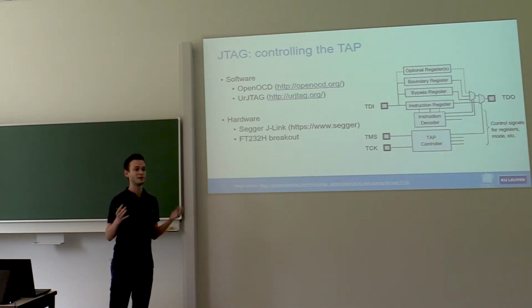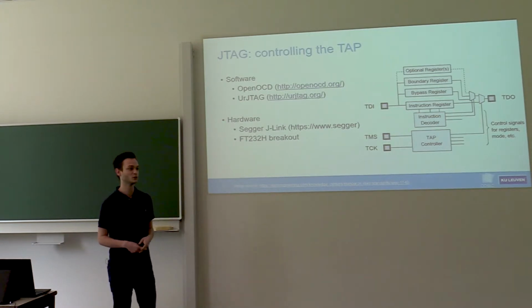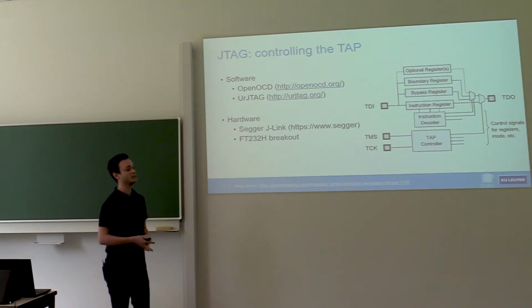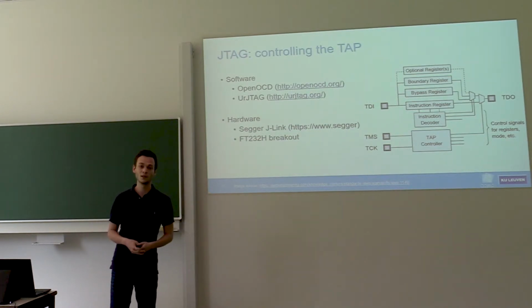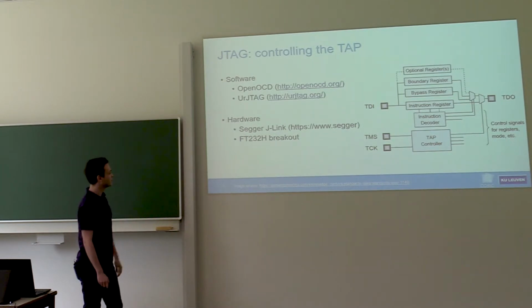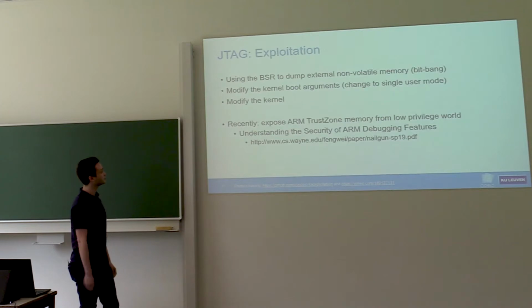Now, once you figured out which pins to connect to for JTAG, you can use a few open source tools to talk to the TAP controller. Most well-known ones are OpenOCD and Universal JTAG, and there's a few hardware adapters that you can use. I'm not going to go into the details of how JTAG works exactly or how the hardware works, but the links on the slides take you to places where you can read this.